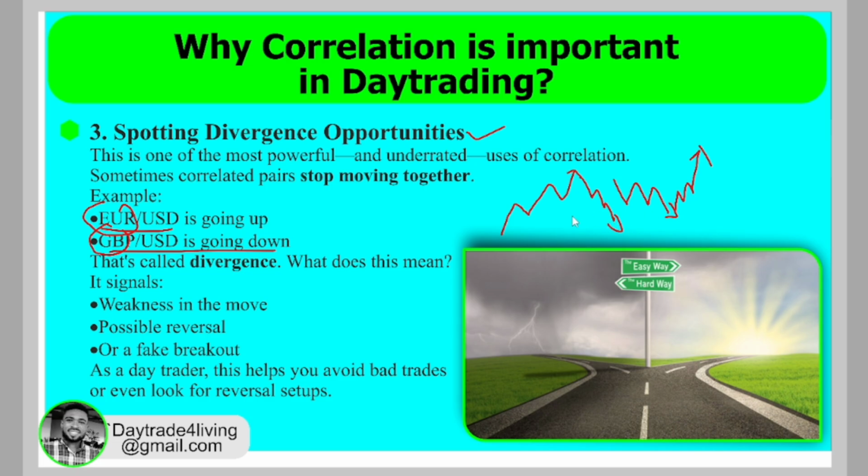This is what we call divergence. You watch for a good timing where you think that, okay, this is the pair that's rather going to reverse upwards, or this is the pair that's rather going to reverse downwards. So it tells you the weakness in the move. It tells you there's going to be a possible reversal, and it's going to tell you whether it's going to be a fake breakout or not. So as a day trader, it helps you to avoid bad trades. Even looking at the reversal setups, you realize, okay, no, this is not the right time for me to buy or sell reversals, which means the correlation is going to help you to do that. You get it?